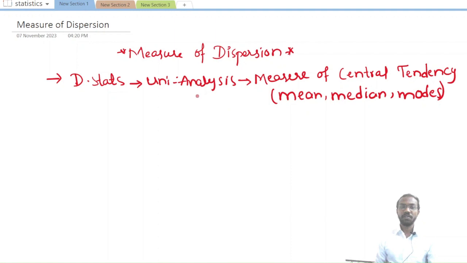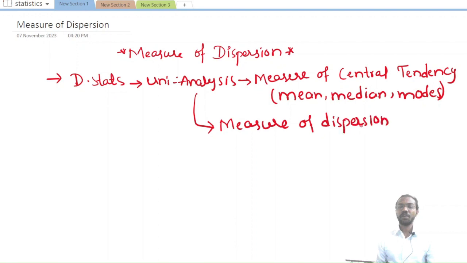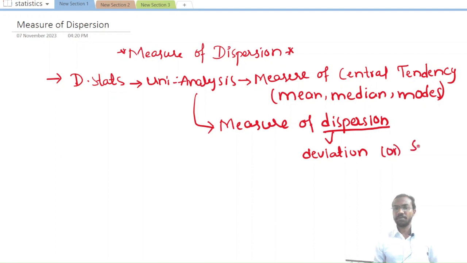No. Another way for doing univariate analysis is nothing but measure of dispersion. Hearing this word dispersion, what do you mean by dispersion? Can we say this is like deviation? Yes, or spread. Let's simply call it a measure of spread or measure of dispersion or measure of deviation also.